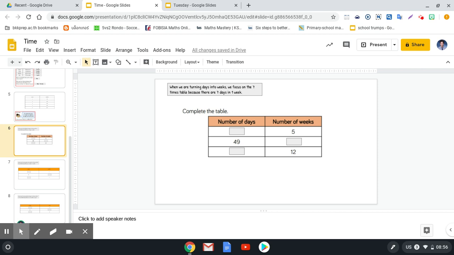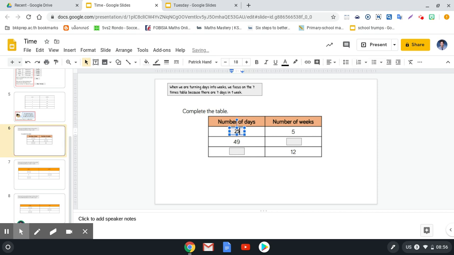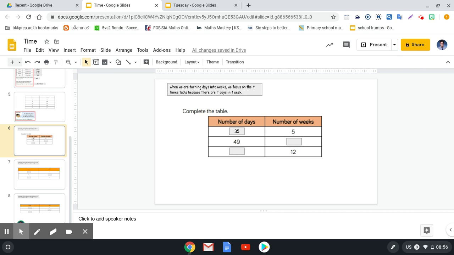Now, this is what we should know. When we're turning days into weeks, we focus on the 7 times table because there are 7 days in 1 week. So if I know there are 5 weeks, I can multiply that by 7 to find out how many days that is. Now 5 multiplied by 7 is 35, which tells me there are 35 days in 5 weeks.